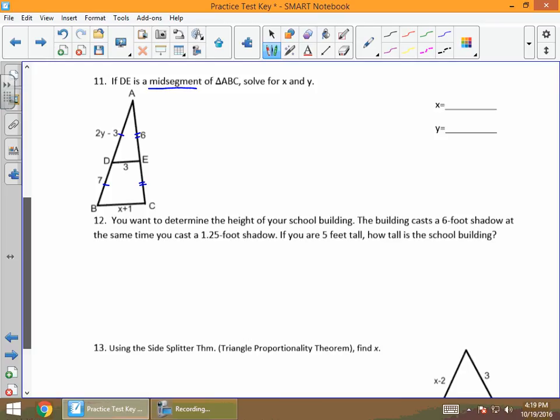All right, if I look at segment AB, AD is 2y minus 3, and DB is 7. Since D is the midpoint, those two pieces have to be the same length. So I'll add 3 to both sides and divide by 2, and I get y to be 5.